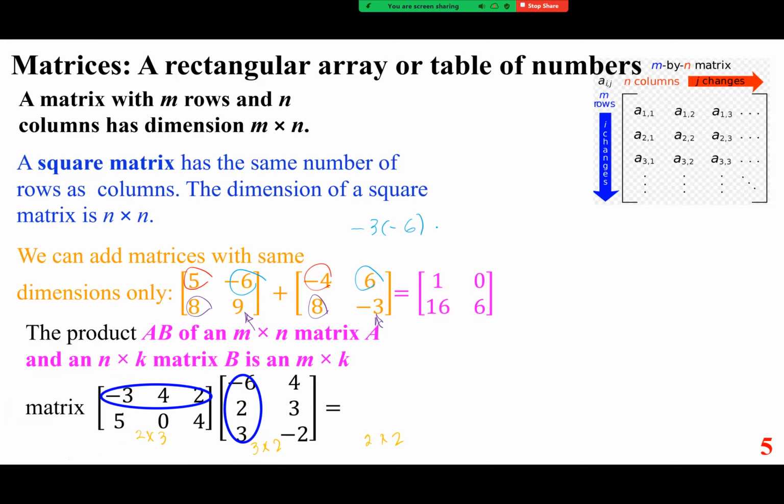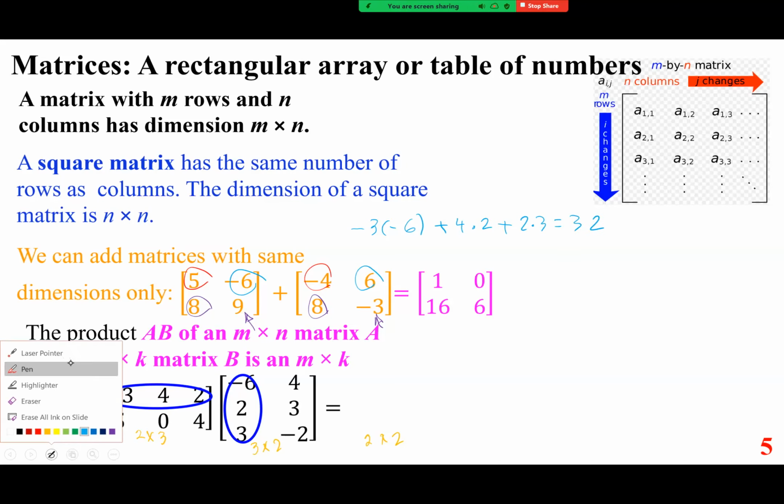Minus 3 times minus 6 plus 4 times 2 plus 2 times 3, and they add up to 32. I want to make sure we understand what's happening here. Minus 3 times minus 6 plus 4 times 2 plus 2 times 3. So that would be the first entry. Now this one by this one would be the second entry.